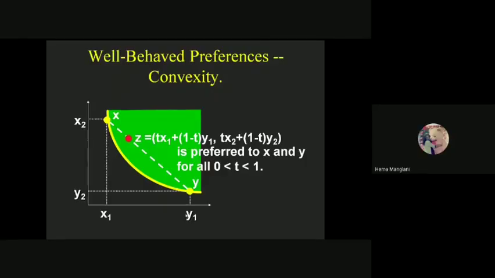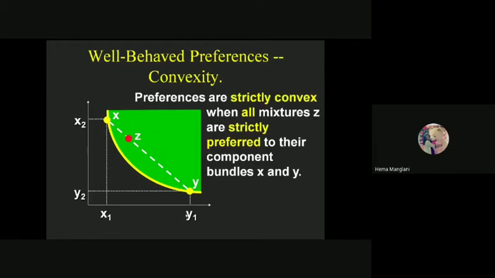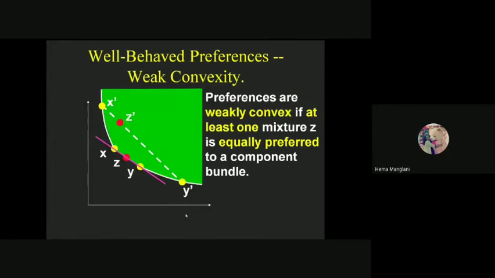It's clear? Okay, good. So preferences are strictly convex when all mixtures Z are strictly preferred to their component bundles X and Y. Weak convexity. What is the weak convexity? You see here the X, Z, Y. If you all are talking about these ways, fine. So then it is a weak convexity.